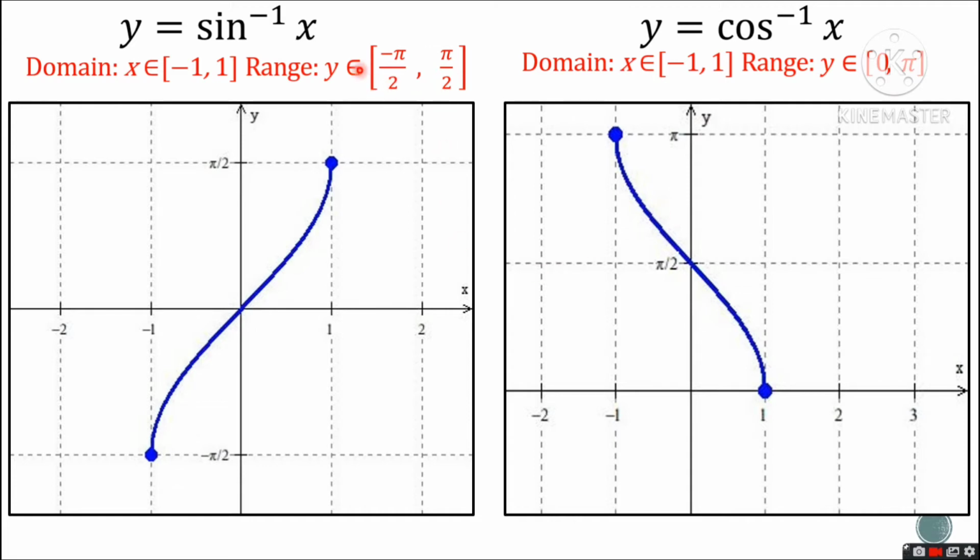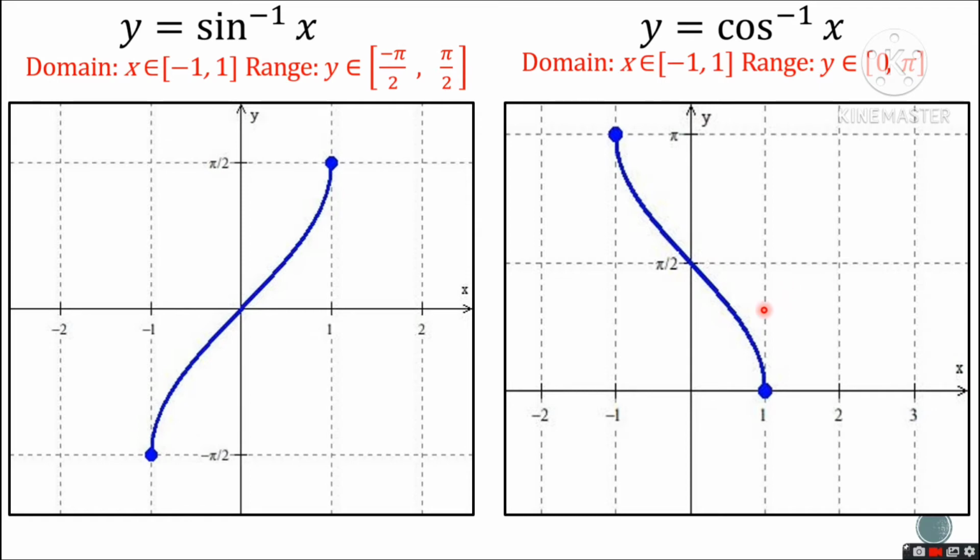Clear? So in case of sine inverse x, you are finding the angle, you are finding y. So y in this case can take value from minus pi by 2 to pi by 2. That means the y value will lie either in the first quadrant or in the fourth quadrant. But in case of cos inverse x, y will lie either in the first quadrant or in the second quadrant. I hope these two graphs are clear. These are the main basic graphs. So if these two are clear, the remaining graphs can be easily understood.